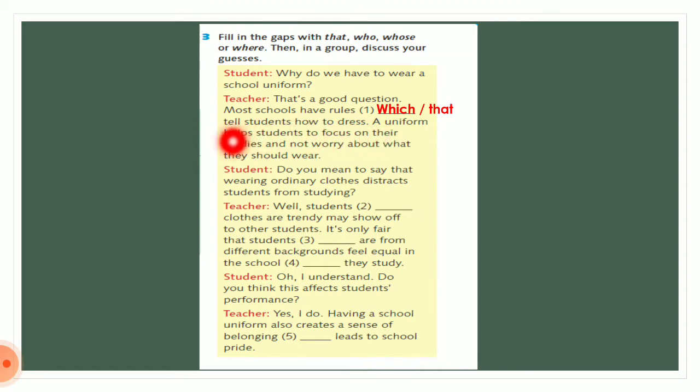So a uniform helps students to focus on their study and not worry about what they should wear. Do you mean to say that wearing ordinary clothes distracts students from studying? Well, students' clothes are trendy.